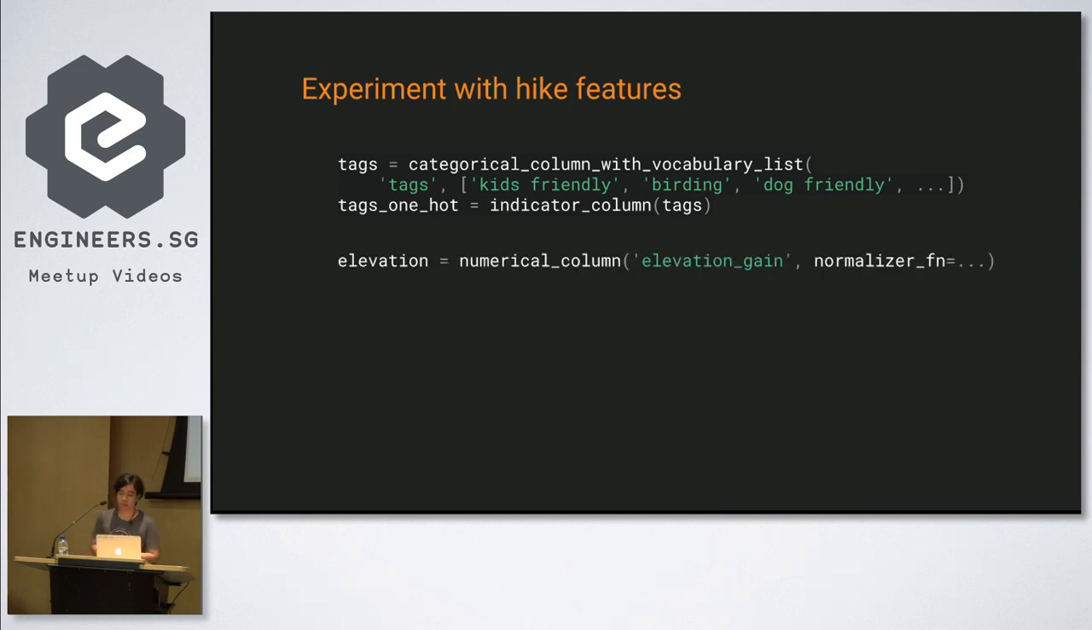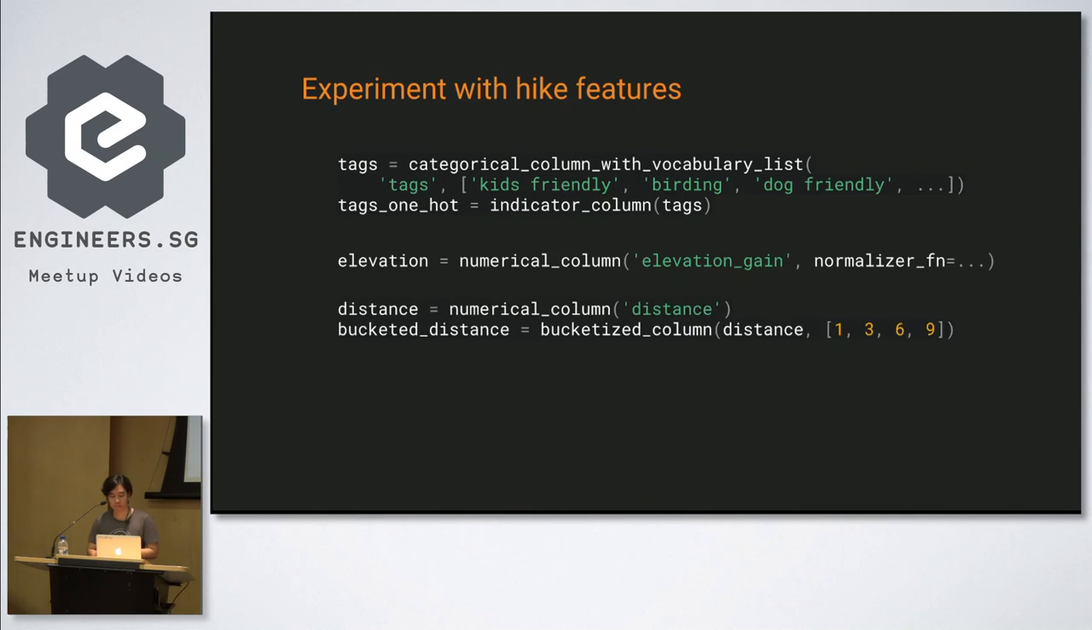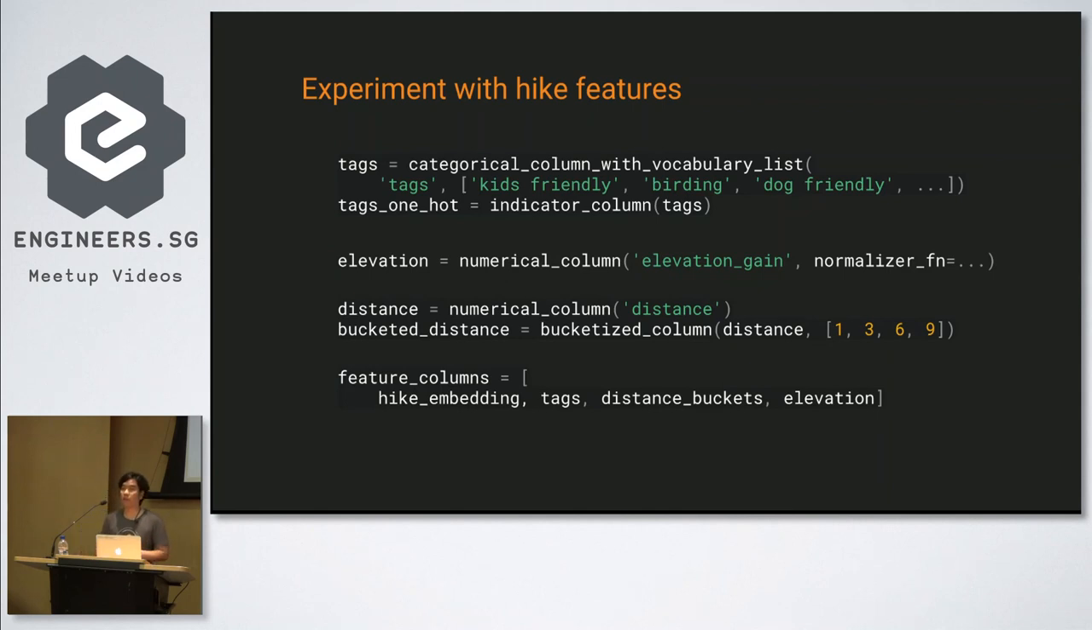And let's say you have this elevation gain and you want to treat it as a numerical value, you can do numerical column, and you can also put a normalization function. And lastly, if you want to use this as one of the features, but you want to bucketize it, then you can do this bucketize column and put everything inside a list. And that's it, you can train your second model.